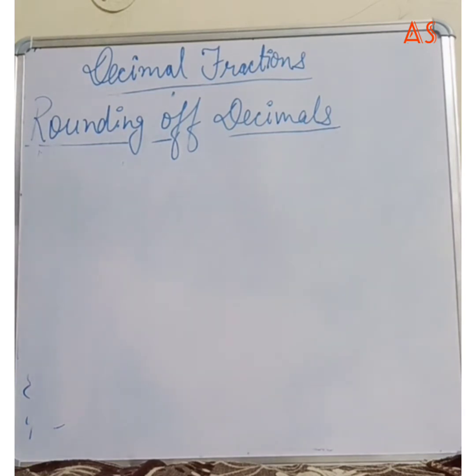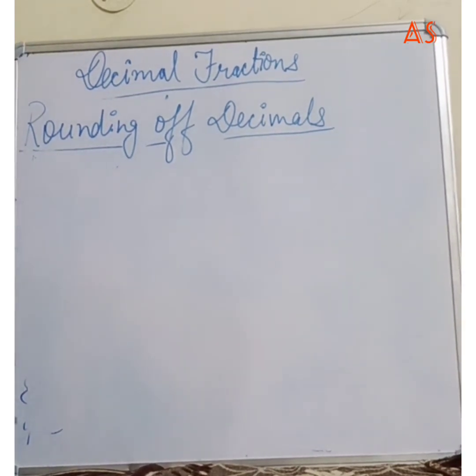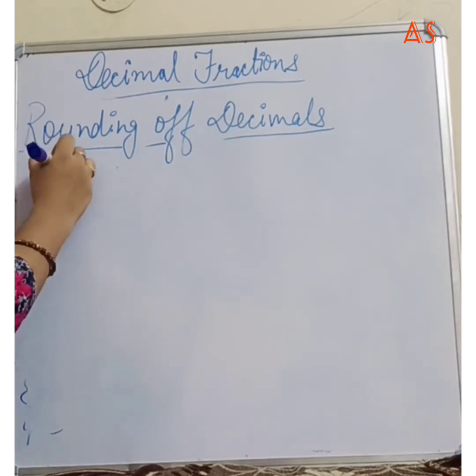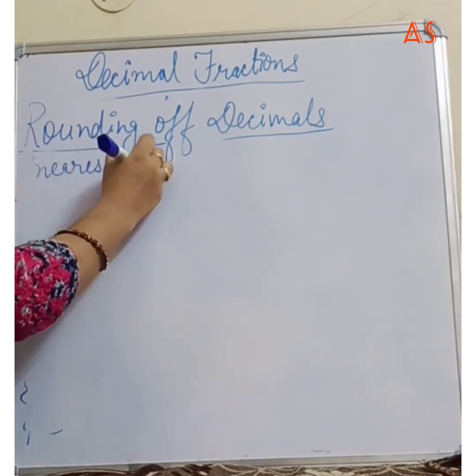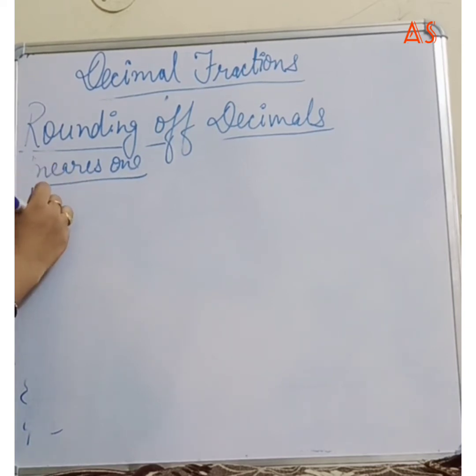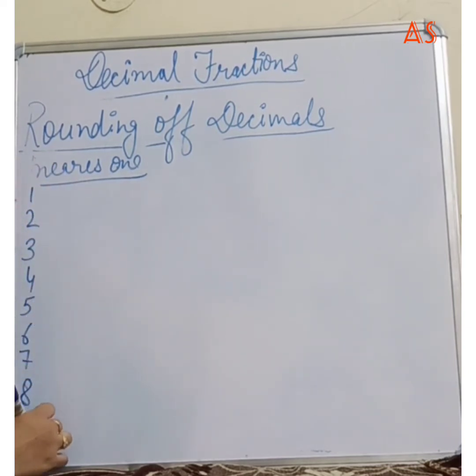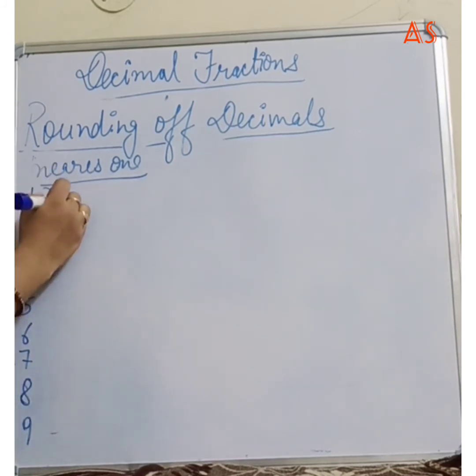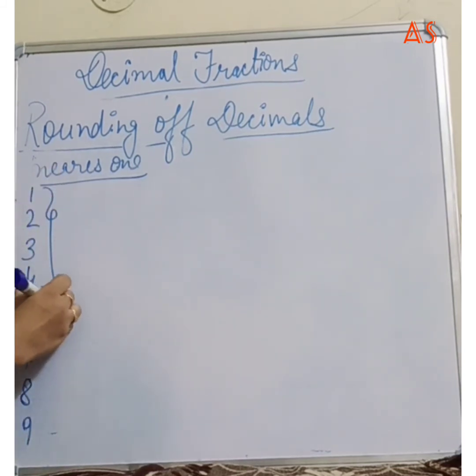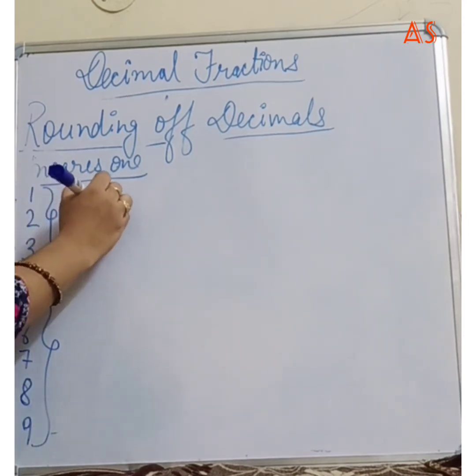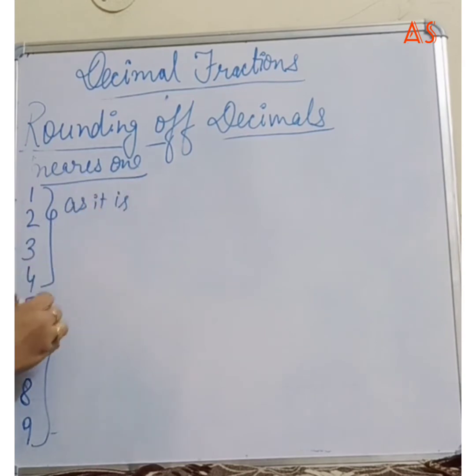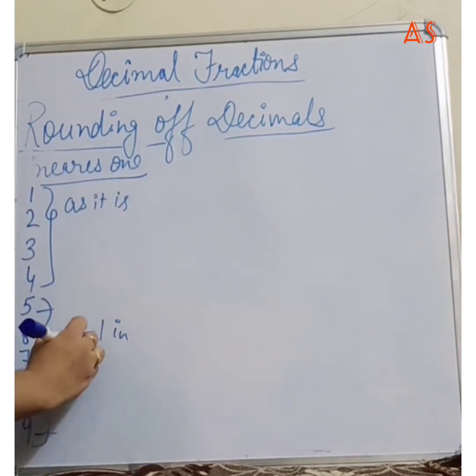Our next topic is rounding off. How to do rounding of a decimal? Firstly, we will do the nearest one. What to do? Firstly we write the numbers 1, 2, 3, 4, 5, 6, 7, 8, 9. If our number is 1, 2, 3, 4, then we write the previous number as it is. But if the number is 5, 6, 7, 8, 9, then we add 1 to the previous number.